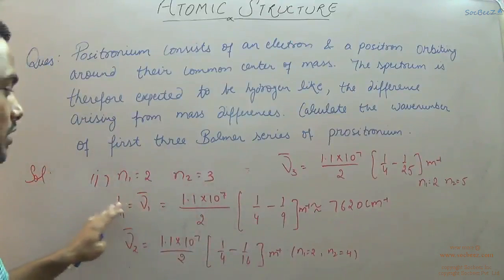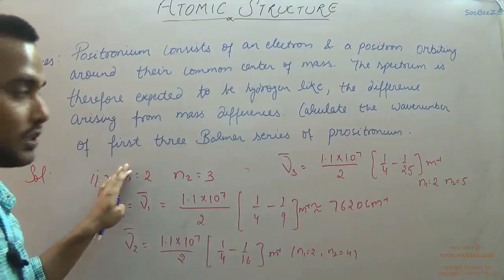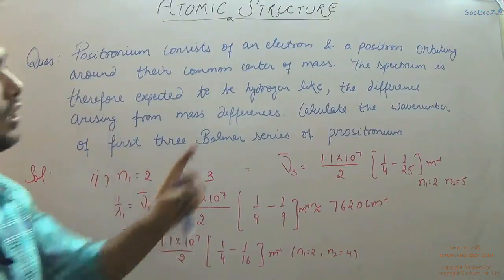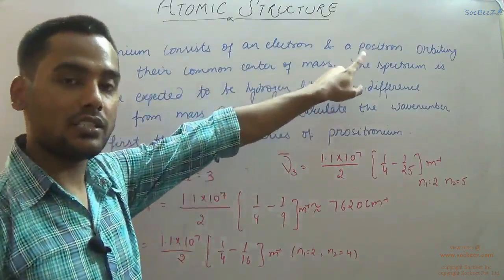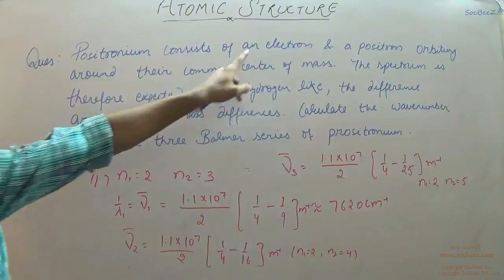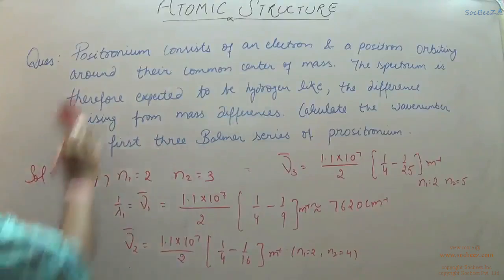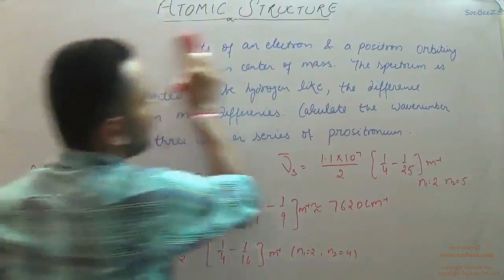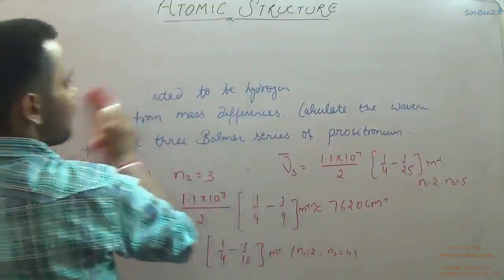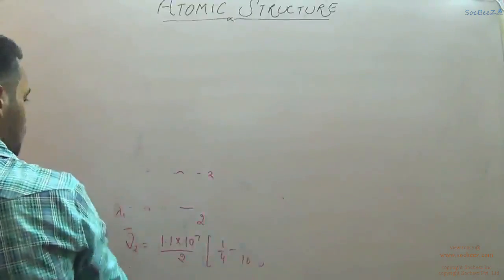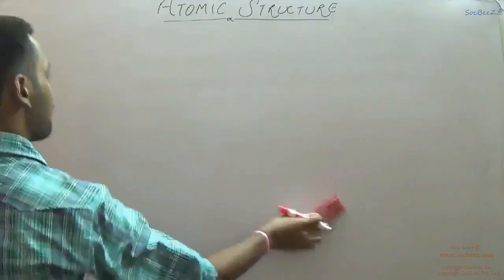The only catch here was to calculate the Rydberg constant separately for positronium. Okay, and you must know the differences in masses and electric charge of electron and positron. Okay, so this was the solution of this particular problem. Okay, so now we'll see one last question.